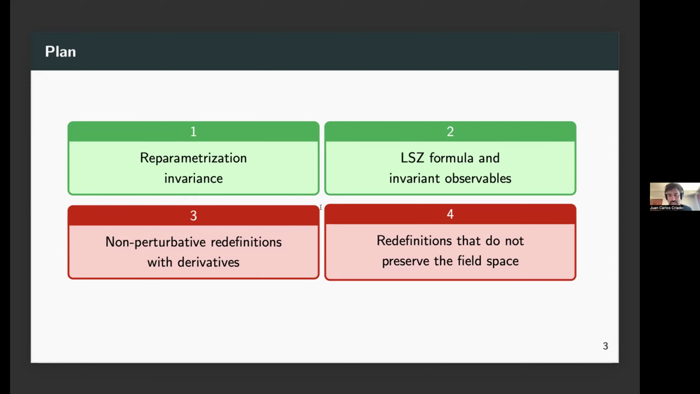And then the two last blocks, which will be shorter, will be about what issues you have when you do a field redefinition that's not valid. By valid, I will clarify in a moment, but essentially it's the fact that the field redefinition has to be a one-to-one mapping. If it's not, then there will be issues in general. So let's start with reparameterization invariance.